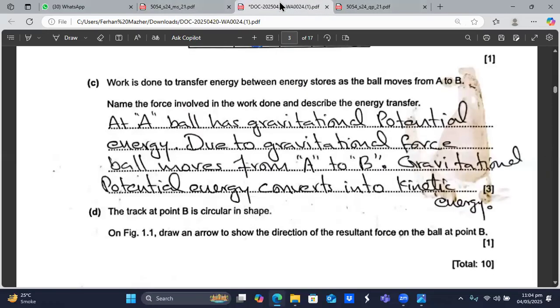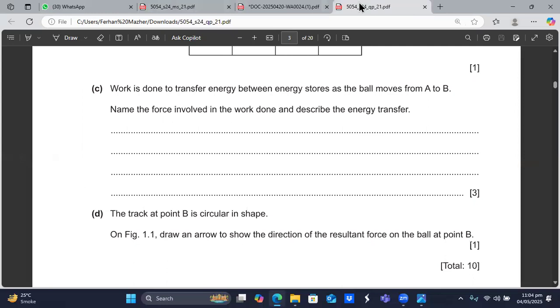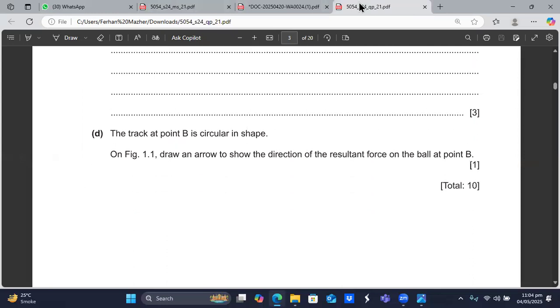Okay, then we have another very important thing they are asking, which is the D part. Question number one, D part. He says the track at the point B is circular in shape. On the figure 1.1, draw an arrow to show the direction of the resultant force on the ball at the point B.